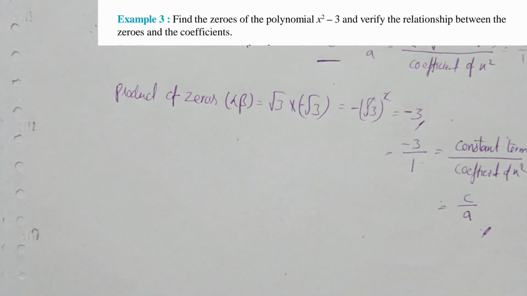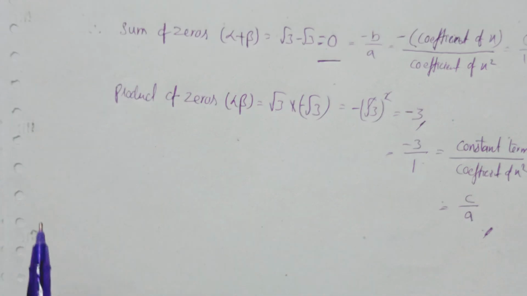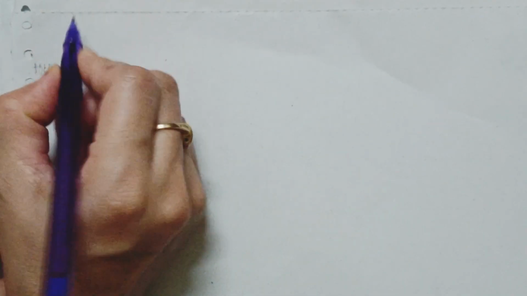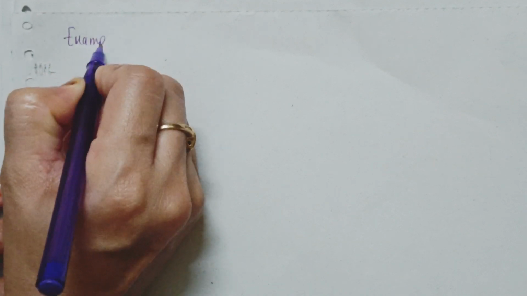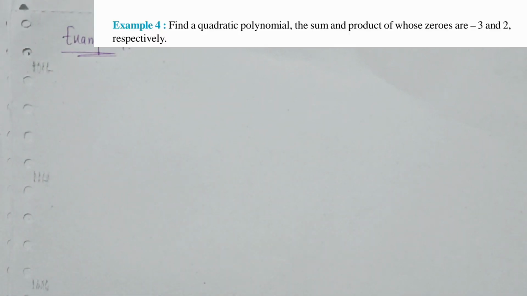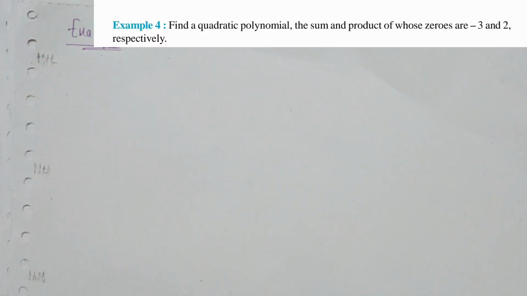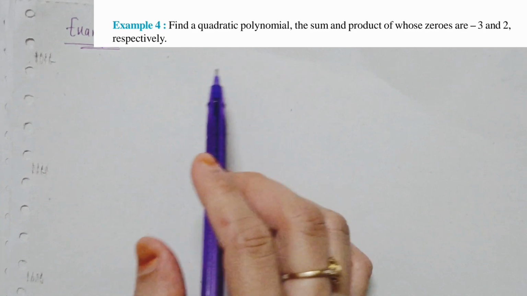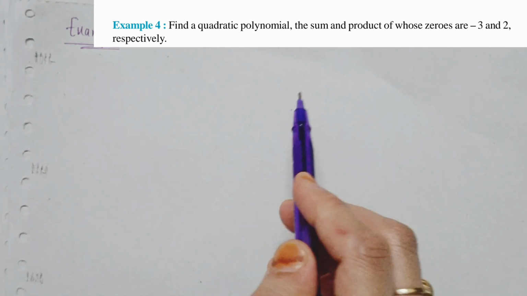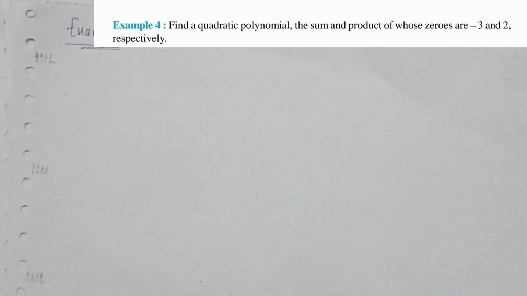Now we'll move to the next, fourth example. Let's see this. Example 4. What is example 4? Let's see the question here. Find a quadratic polynomial the sum and product of whose zeros are -3 and 2 respectively. So here we have to find the quadratic polynomial, and what we have been given is the sum of zeros and product of zeros, and I have already explained this just before.